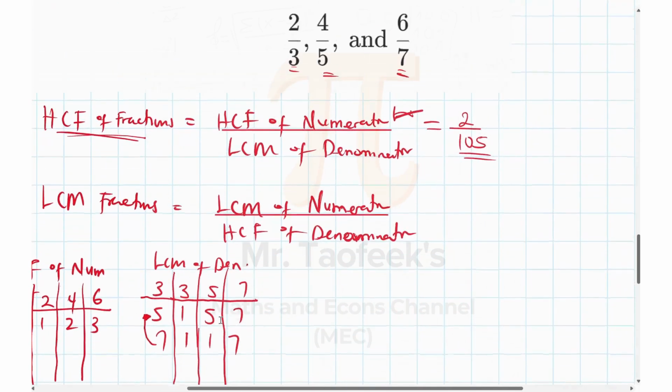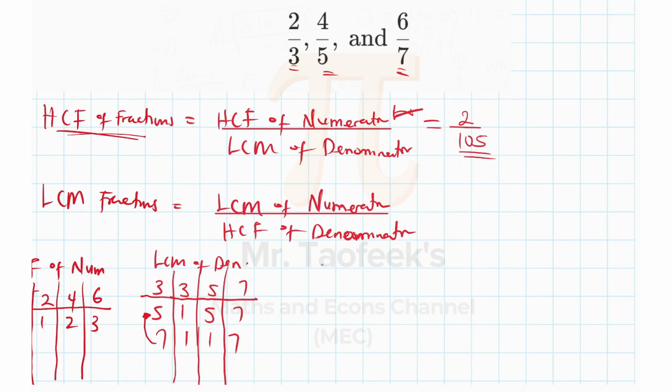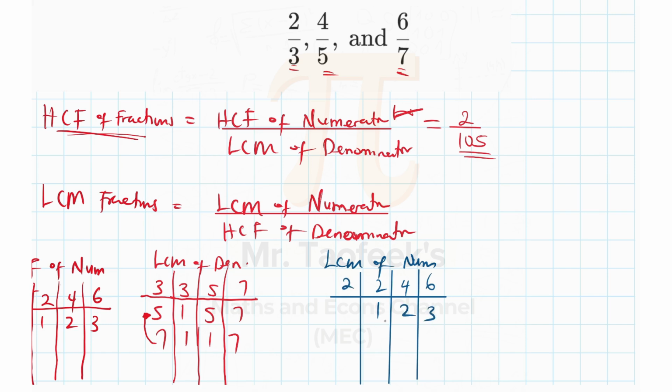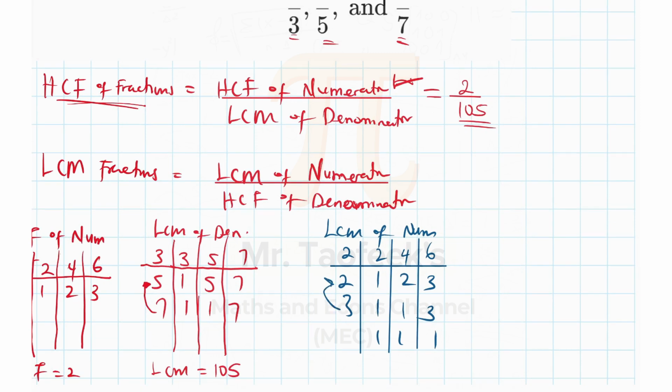Now let's go to the LCM. For the LCM of the fraction, we need to find the LCM of the numerator. The numerators are 2, 4, and 6. So 2 here, 2 in 2, 1, 2 in 4, 2, 2 in that 3. 2 again, 1, 1, 3, and then 3, 1, 1, 1. Therefore, our LCM is 3 times 2, 6, and 6 times 2, 12. So the LCM of the numerator is 12, divided by the HCF of the denominator.